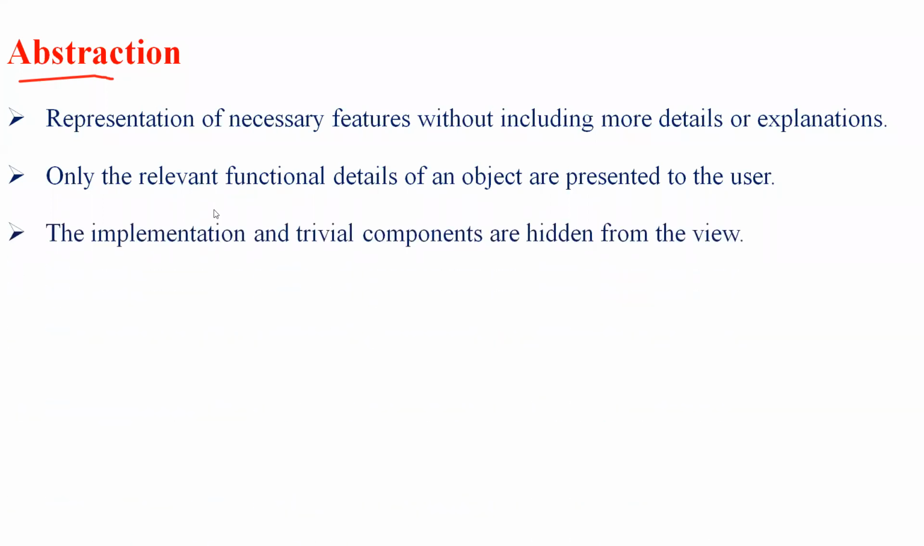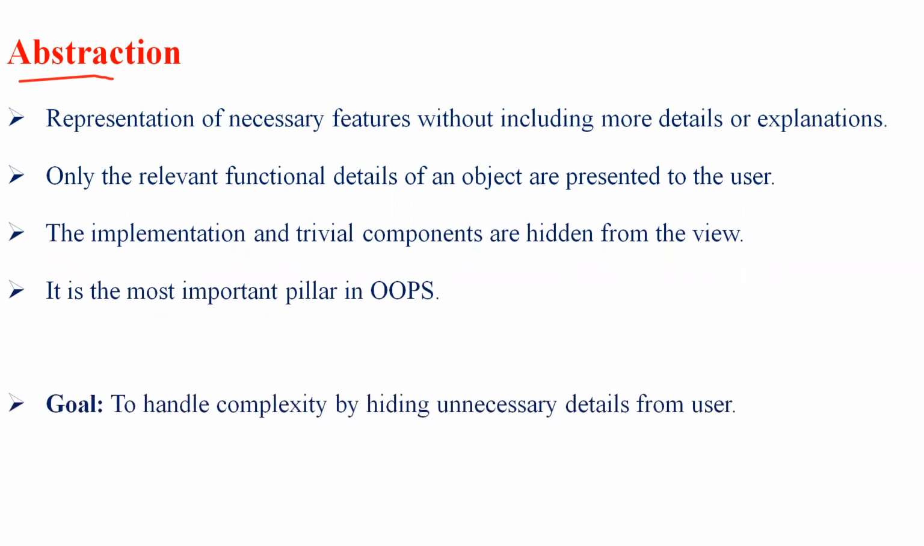In case of implementation, we hide the implementation as well as the trivial components from the view of the users. So in abstraction, we hide both the implementation details and the complex components from the perspective of users. This is the most important pillar of object-oriented programming systems.